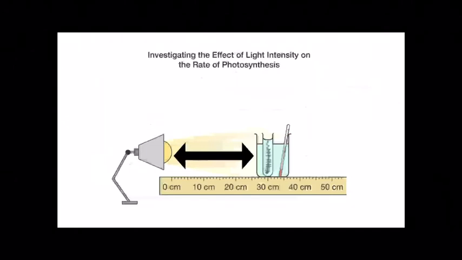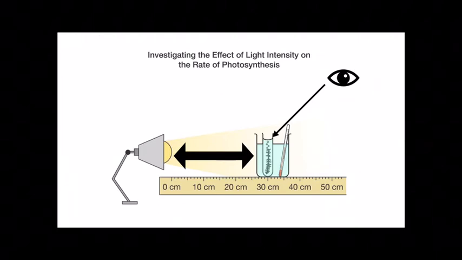How do you think we'd calculate the rate of photosynthesis by looking at this diagram? And the clue's there if you look carefully. You could count the number of bubbles. What's being given off by the plant during photosynthesis? What gas is released by the plant? Oxygen. Therefore, the more bubbles of oxygen released in a minute, the higher the rate of photosynthesis.